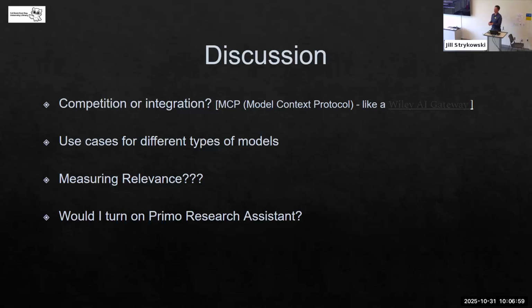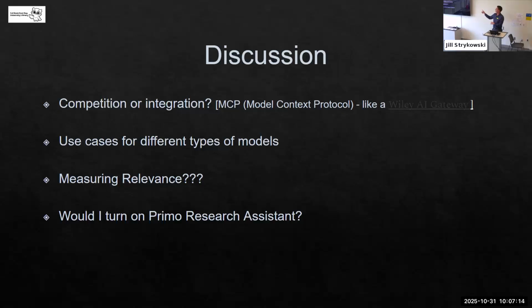The other possibility is they may decide to try to restrict access to their materials and their abstracts, force people not to use the AI tools and come to them. So I think that's a question of how things are going to go.